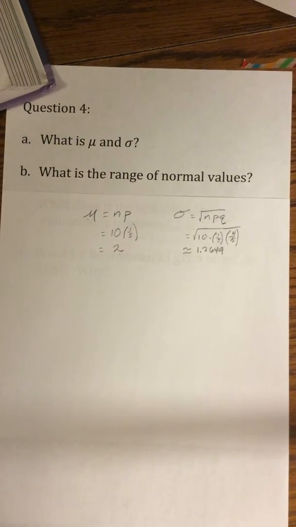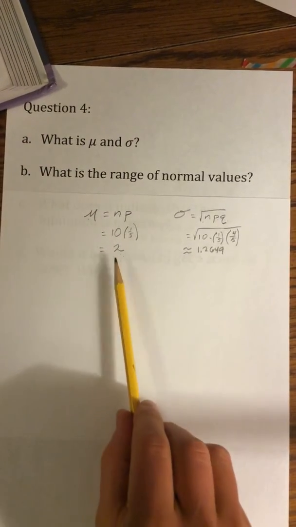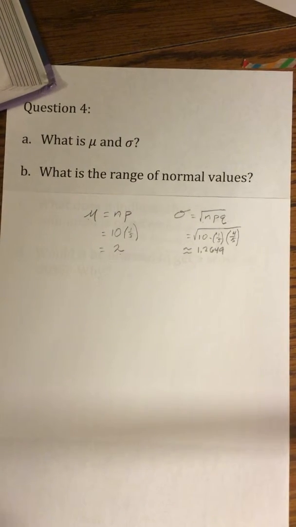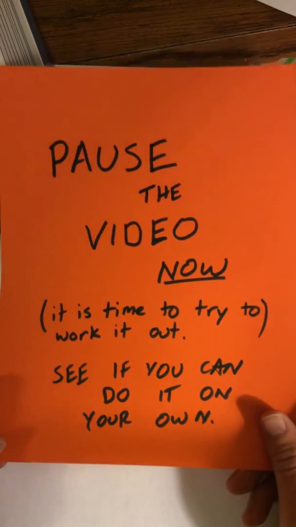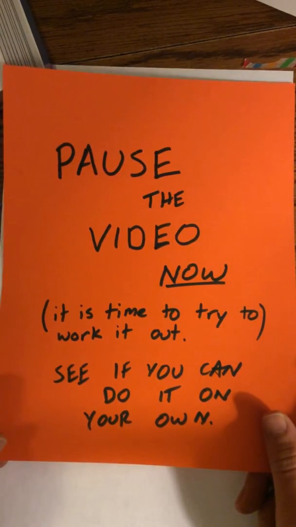So our next question is, what is the range of normal values? If this is my mean and this is my standard deviation, think about what is the range of normal values. Think about the range rule of thumb. Go look that up. See if you can come up with a range of normal values.